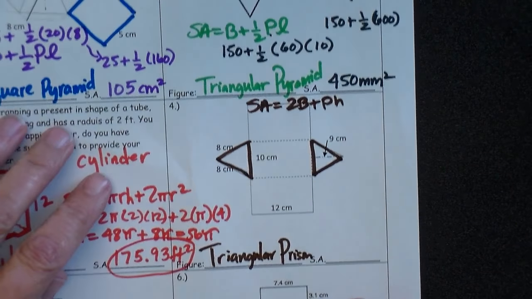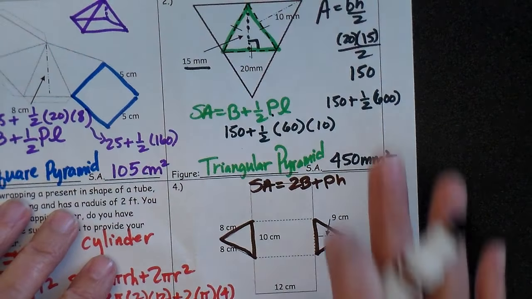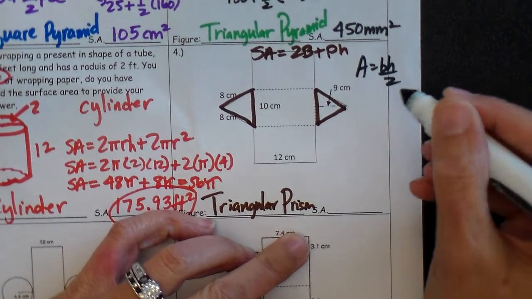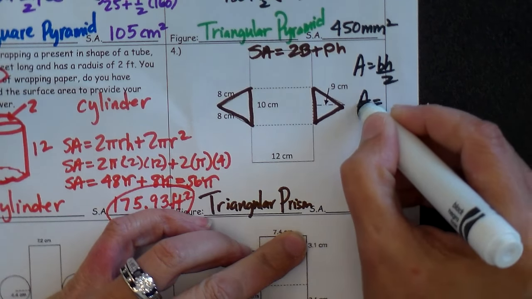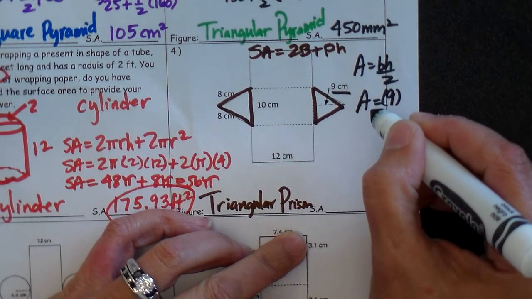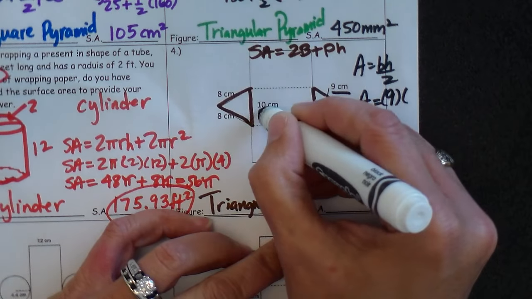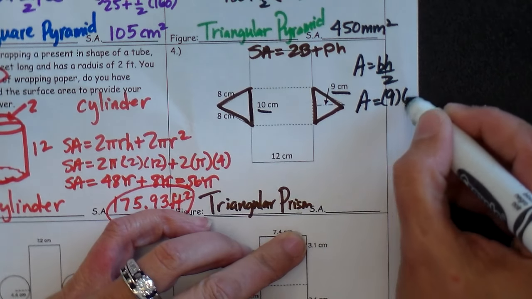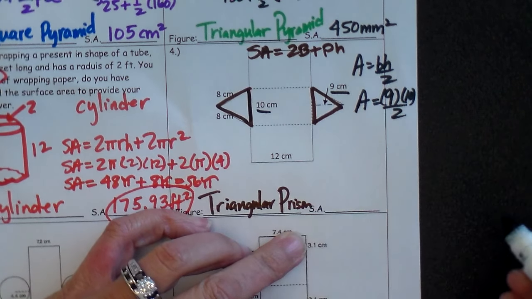It's a triangle. So just like I did up here, I'm going to have to do base times height divided by 2 to find the area of my triangle. So the area is base times height divided by 2. For my triangular base, the height is 9. The base is over here. It's 10, divided by 2. So 9 times 10 divided by 2 is 90 divided by 2. So the area of my base is 45.